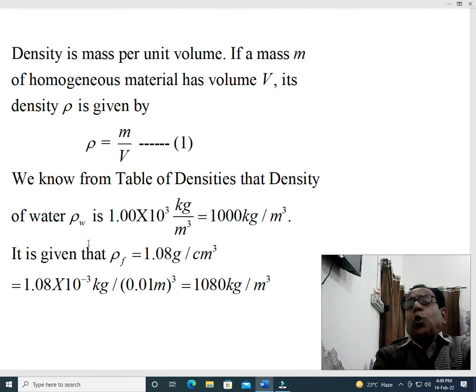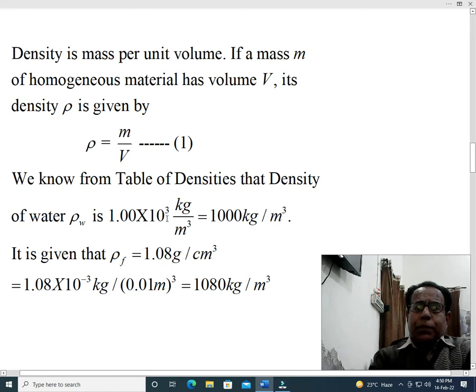Now, we know from the table of densities that density of water, that is rho w, is 1.00 into 10 raised to the power 3 kilogram per meter cube, which alternatively becomes equal to 1000 kilogram per meter cube. Okay, if we omit 10 raised to the power 3, then we will have to convert 1 into 1000. 1000 kilogram per meter cube.